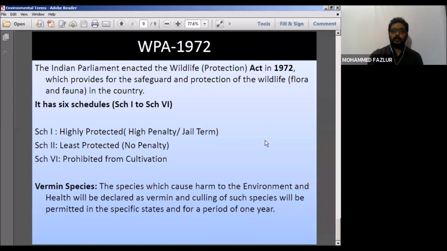So in these 6 schedules, most importantly, Schedule 1 to Schedule 5 are related to animal species. And the important last schedule, Schedule 6, is related to plant species. Now Schedule 1, these are the species which are highly protected.